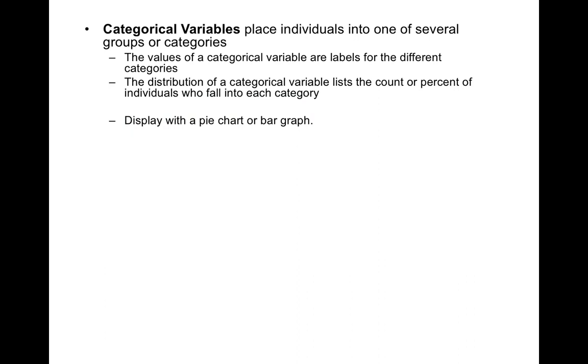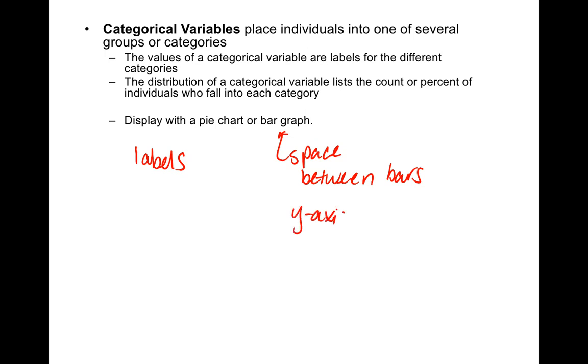If we have categorical variables, we can graph those with either a pie chart or a bar graph. And so really those are the only two types of graphs that would be appropriate if our data is categorical. Remember that when we make our graphs, you want to label everything. Those are important. And if it's a bar graph, you're going to leave space between the bars. Also with the bar graph, the y-axis starts at 0.